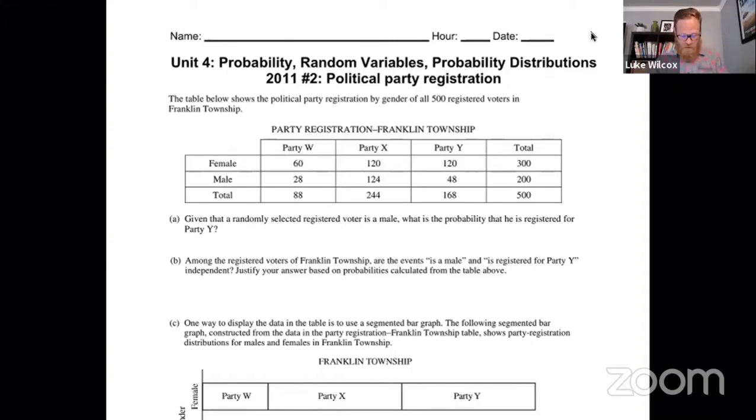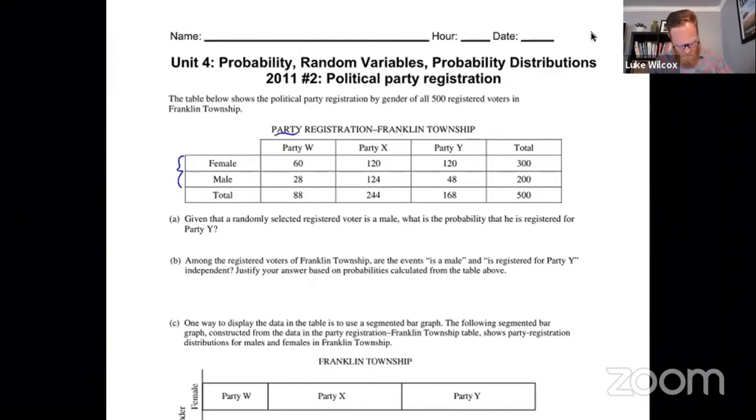The table below shows the political party registration by gender of all 500 registered voters in Franklin Township. And so what I see here is a 2-way table. And I notice that we've got male, female over here. And then if I look across the top, it looks like we've got the particular political parties. I guess there's 3 of them, party W, X, and Y.